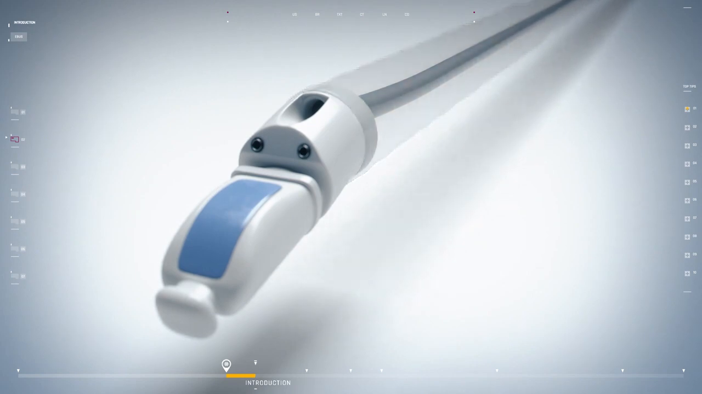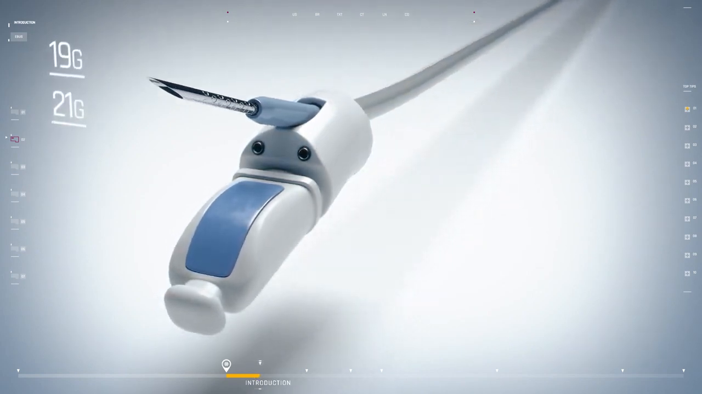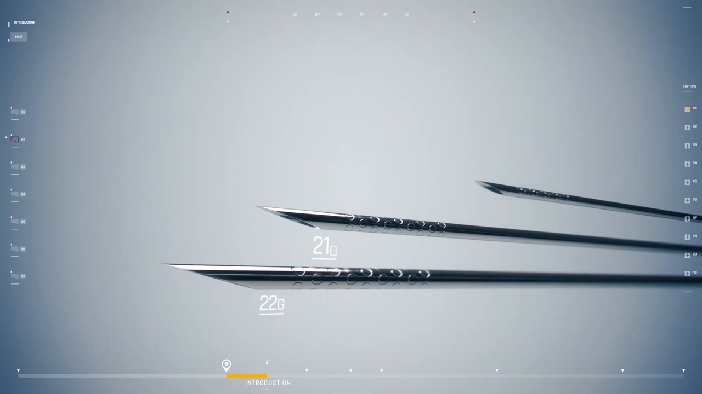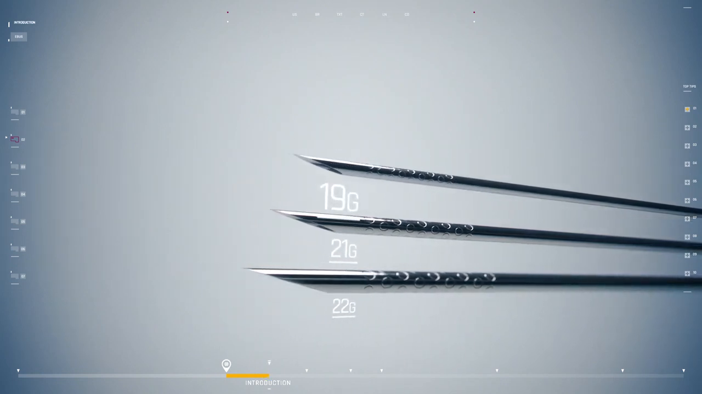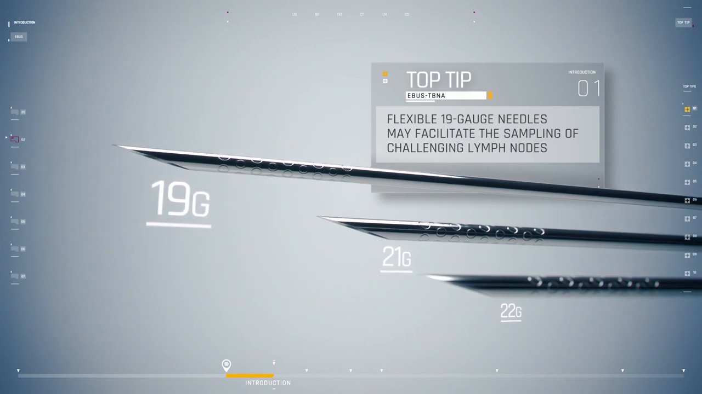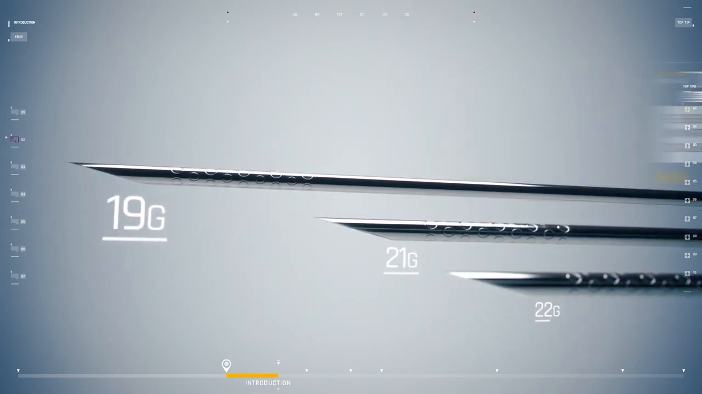The bronchoscope has a working channel that can house a dedicated 19, 21, or 22 gauge needle. Appropriate needle selection will depend on the clinical situation. The 19 gauge needle may be more flexible than other needles and can provide better access to more challenging areas such as station 4L and hilar lymph nodes.